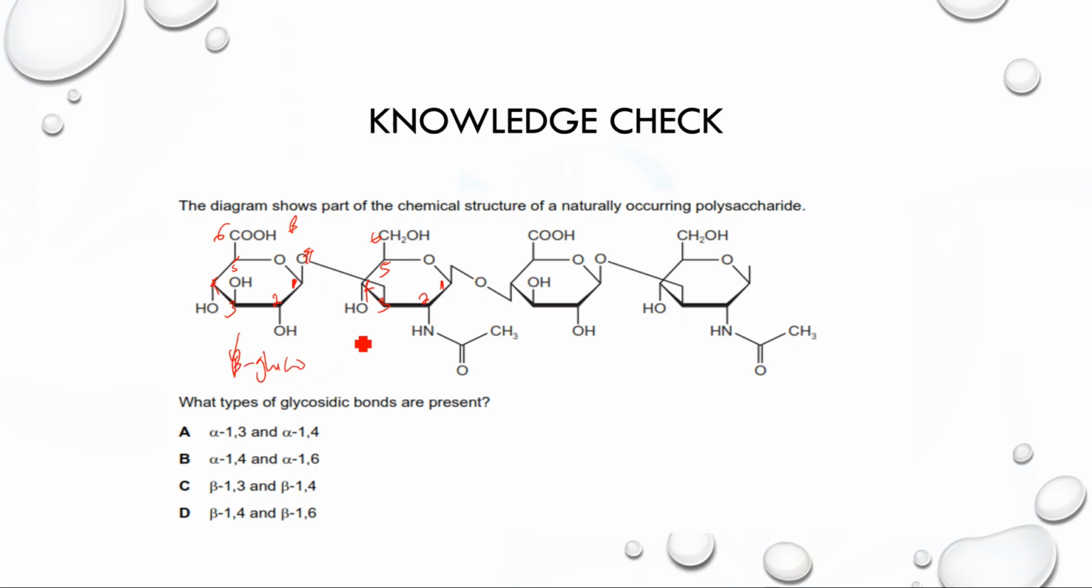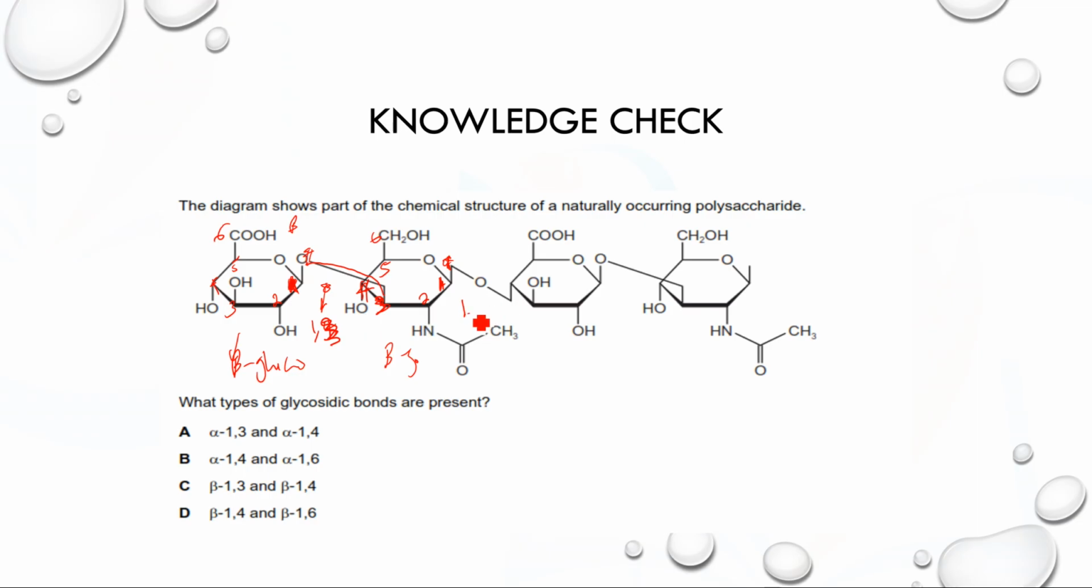If you check, the OH here is also up, so this is also beta glucose. There's a combination between the first carbon atom here and the fourth, so these two give us a 1,4 link. But if you come here, this one is between the third carbon atom here and the first carbon, so it's going to be 1,3.